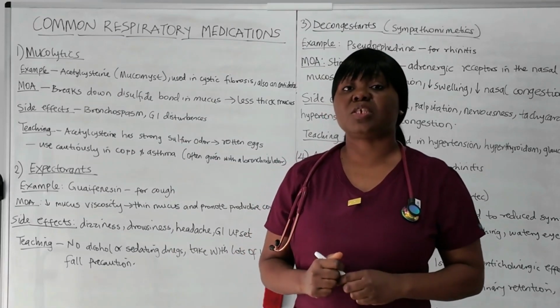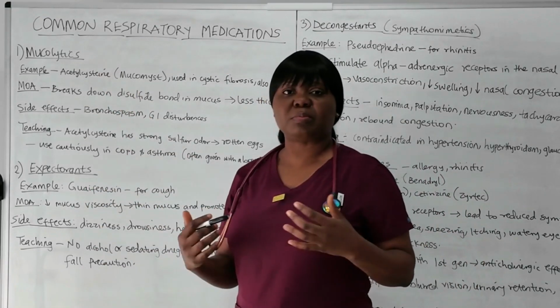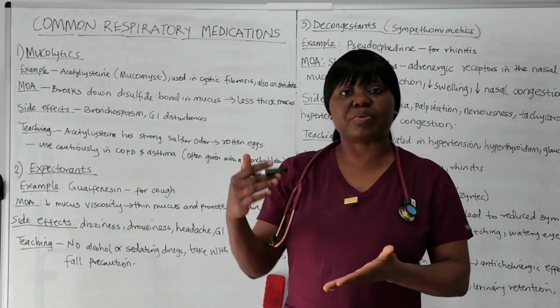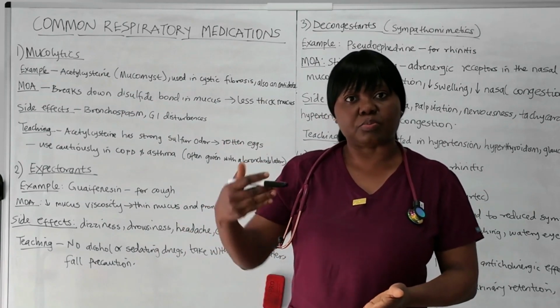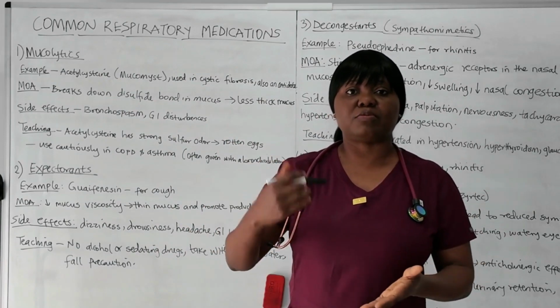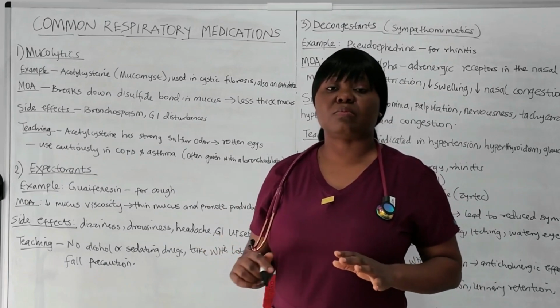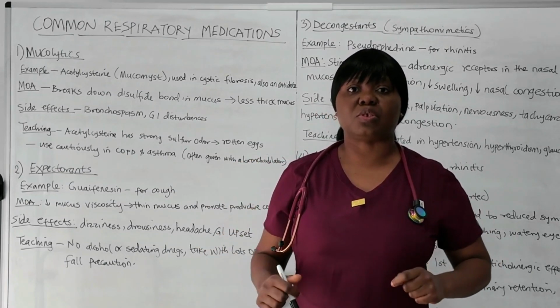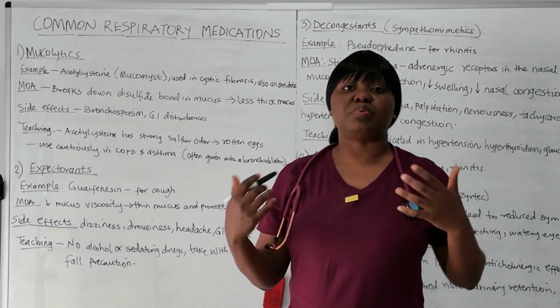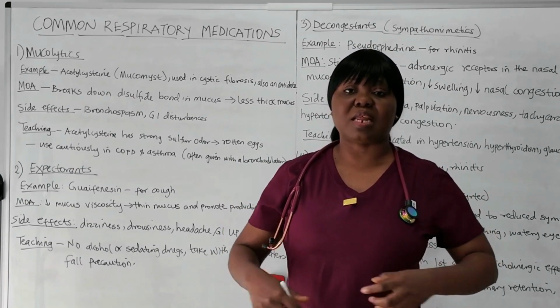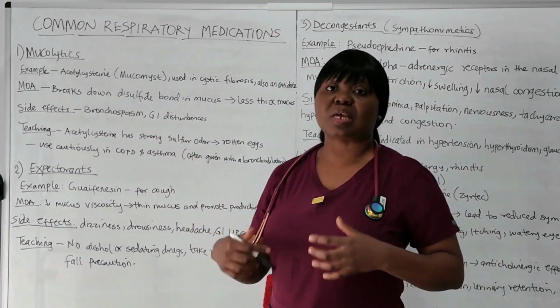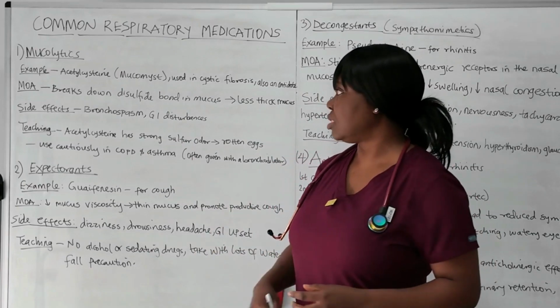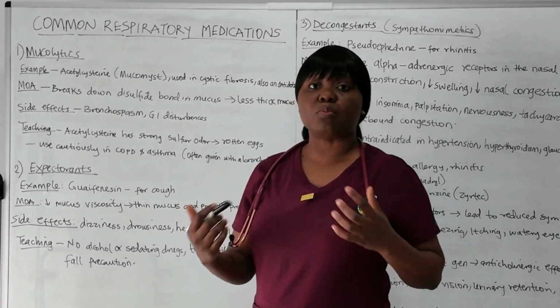Now, the first class of medication we'll look at is mucolytics. From the name mucolytics, so breaking of mucus, because lytis has to do with to break something. So breaking of thick mucus. The mode of action of mucolytics is to break disulfide bonds in mucus. So any condition where a patient produces a very thick mucus, like in cystic fibrosis, mucolytics are administered. A popular mucolytic is acetylcysteine, or what we call Mucomyst.